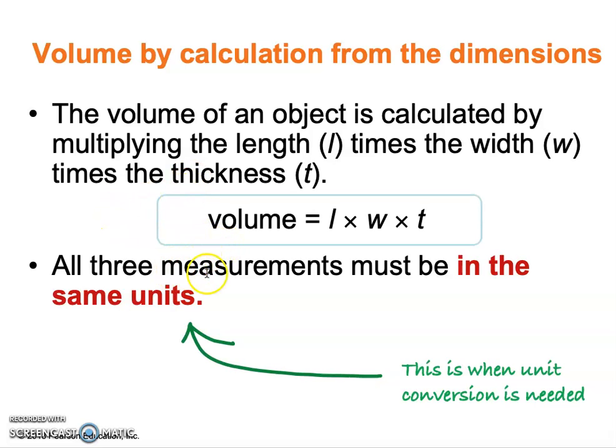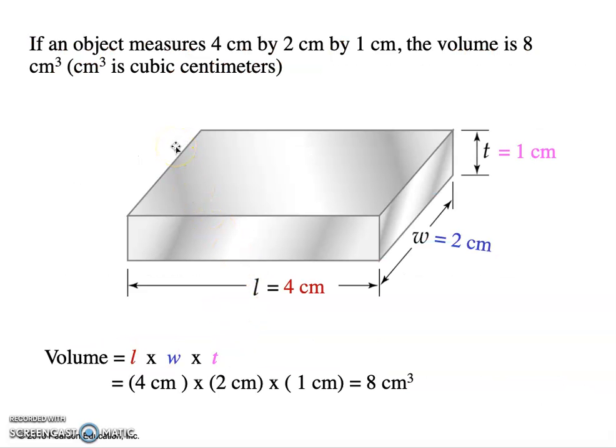Now all three measurements, the length, the width, and the thickness, must be in the same unit. This is where unit conversion is needed, and that's why you learned about unit conversion early in this lecture and last week. Let's look at an example.